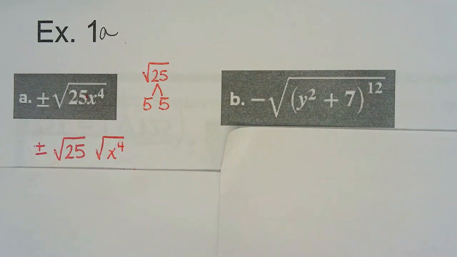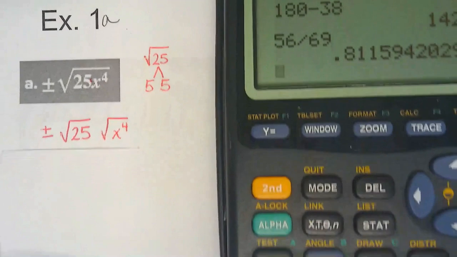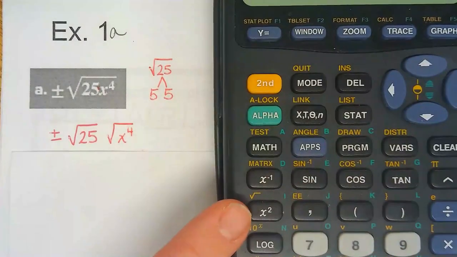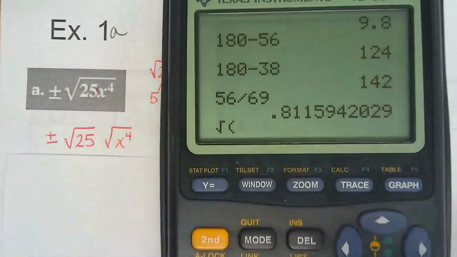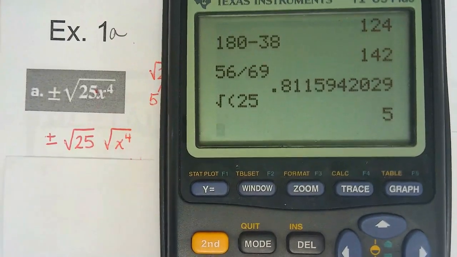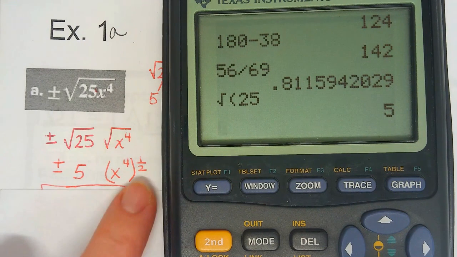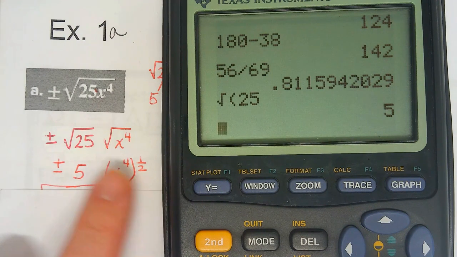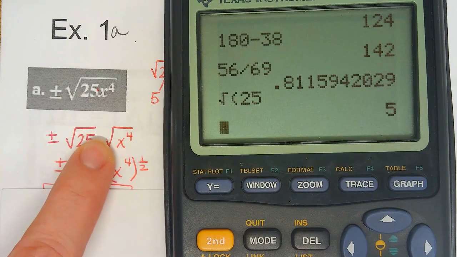Now I'm just going to simplify. So if you don't know the square root of 25, you can type it into your calculator. Remember that your square root is above your x squared right here. So I can hit second x squared, and then my square root will come up, and then I can type in 25, and I get 5. I can also simplify that x to the fourth, recognizing that that square root means that you are really raising it to a power of 1/2. So anytime you see this square root symbol, it's technically 1 over whatever that index is.